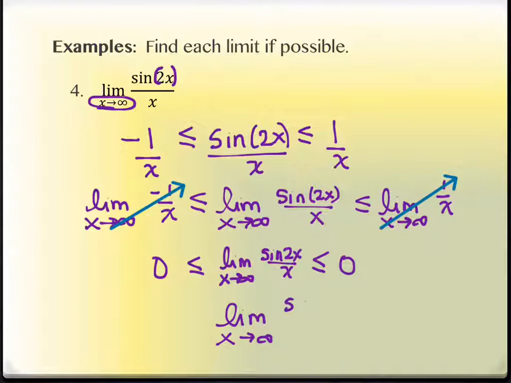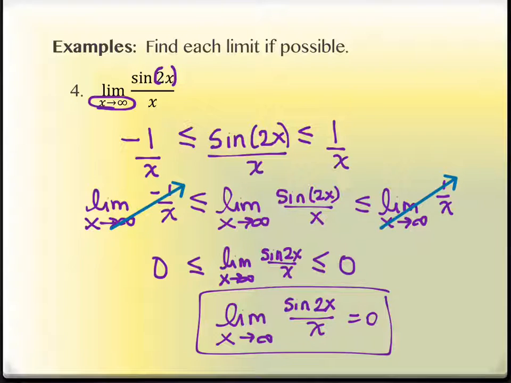I tricked it. Yeah, it's kind of like a trick. And that's called the squeeze theorem. If you can squeeze it between two values that are both becoming the same thing, then it automatically has to be the same thing as well. Awesome. Everybody good with that? All right.